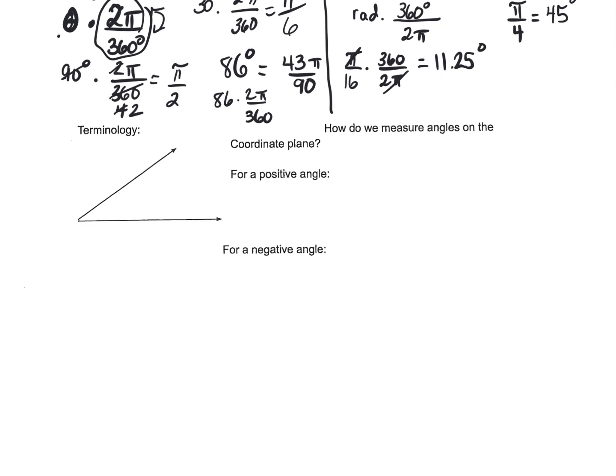Good. So let's take care of some housekeeping terminology. How do we measure angles on the coordinate plane? This piece of the angle right here is called the vertex. This is called the initial side, the side where we start measuring from. And this would be the terminal side, where we stop. And we measure from the initial side counterclockwise to the terminal side.